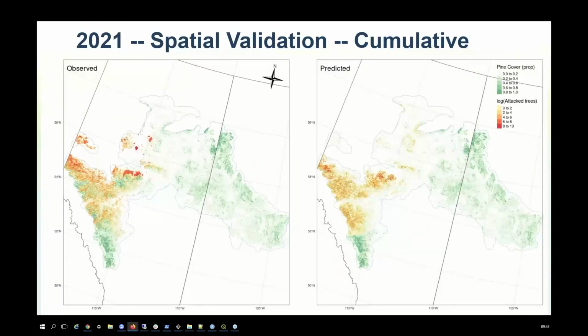Obviously, this is a spatial model, and so we can do the same thing with maps, and we can generate lots and lots of maps, but I'm just going to show this one, which is the 2021 cumulative attacked trees, log attacked trees. On the left side is what the observed data show, and on the right side is the predictions from this model. The best case scenario would be that these two maps look exactly the same, and if you blur your eyes, there's very good concordance. But as you go specifically into certain areas, you certainly can find places that are not as good as others. But overall, we certainly seem to get a lot of the spatial forecasting fairly well.